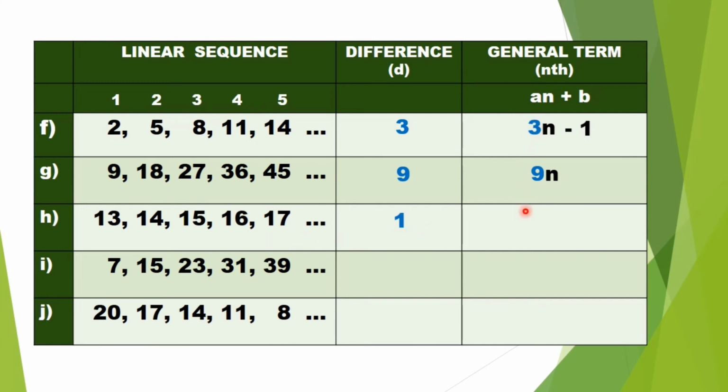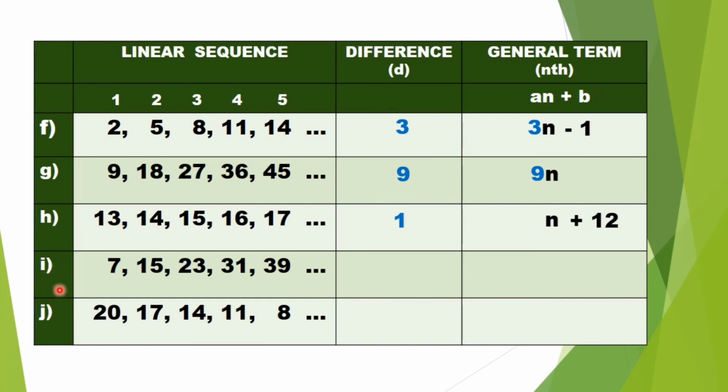Substitute to a, we have 1n or just n. The first term here is 13. So we add 12. Because if n is 1, 1 plus 12 is 13.